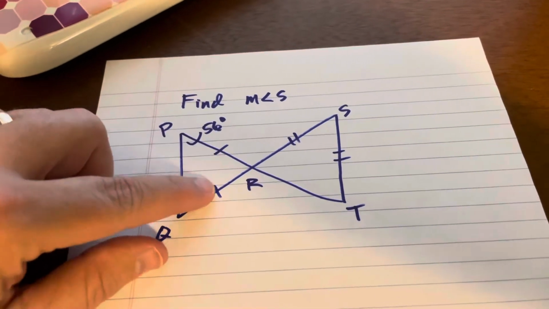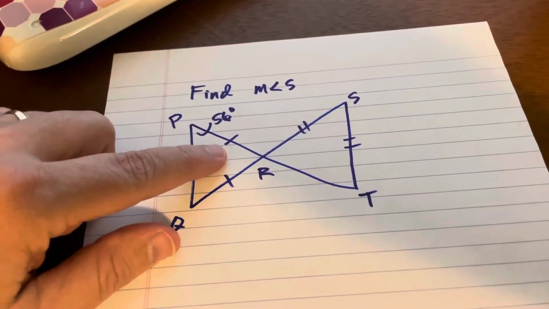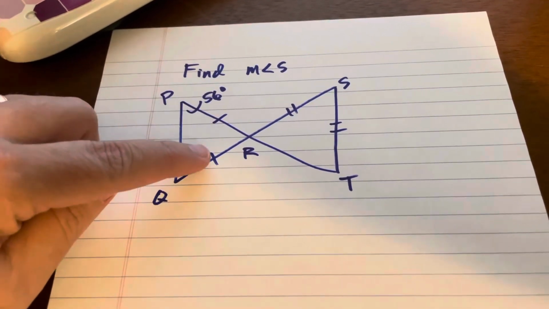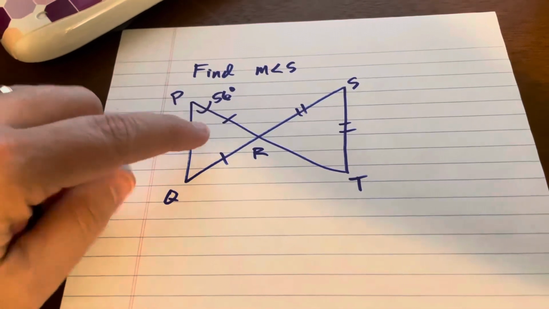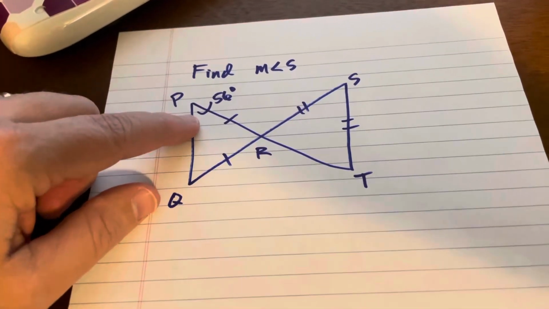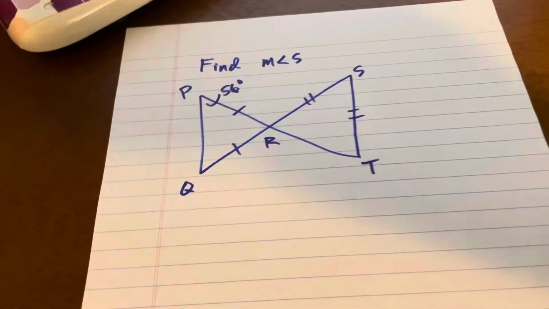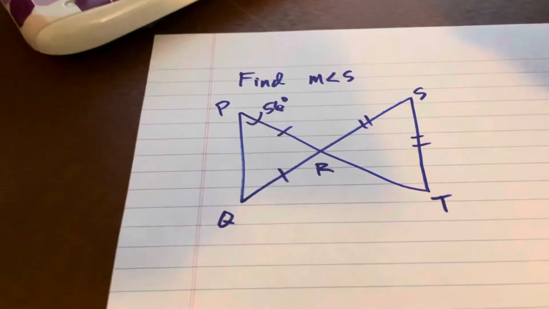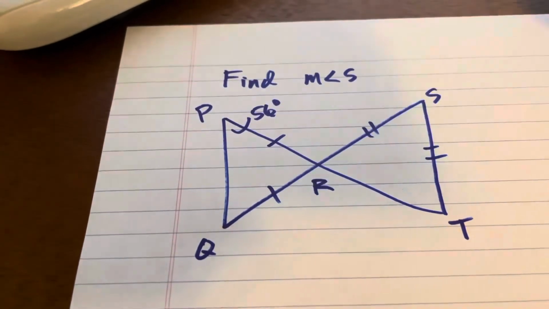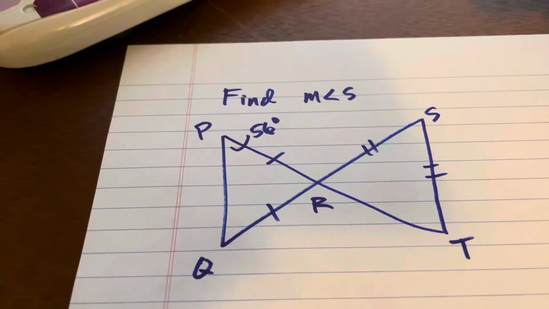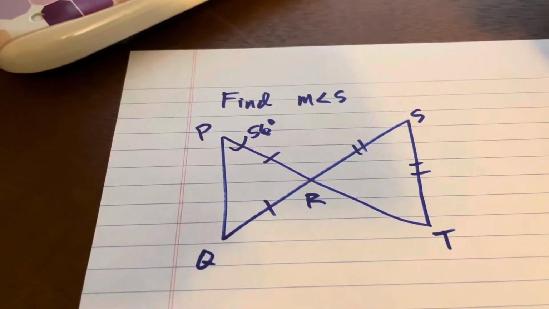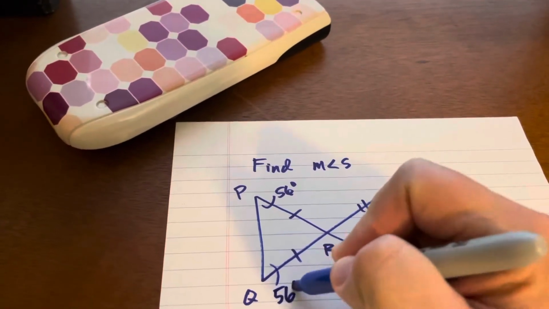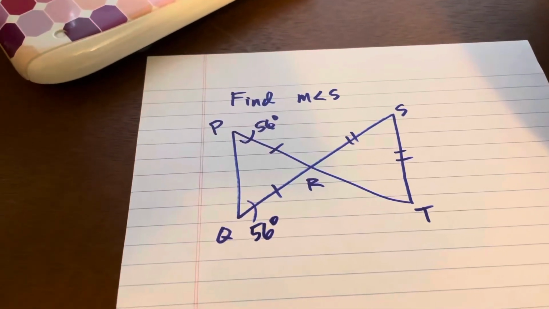But notice these markings. This means that this side is the same measure as that side. And this angle is opposite this side. So that means this angle has to be the same as that. So this is 56 also. So we could go ahead and mark that as 56 because it's opposite this side. So angles that are opposite congruent sides are congruent. So angle Q is 56 also. So I'm going to go ahead and mark that. So that's 56 degrees, angle Q is.